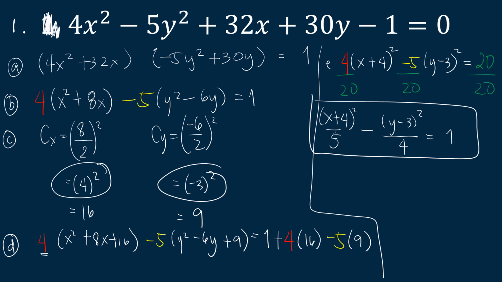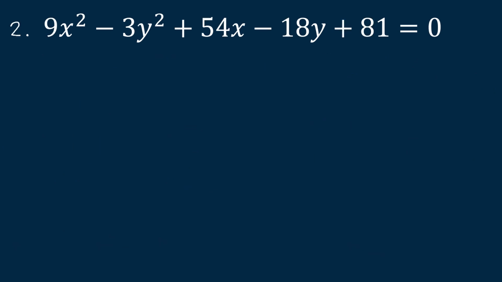For number 2, before we proceed, we can see that number 1 is a horizontal hyperbola. It shows us that this particular general equation is an example of a hyperbola in horizontal format. Okay? And for number 2, we have 9x squared minus 3y squared plus 54x minus 18y plus 81 is equal to 0. Let us check if this time it is still a horizontal hyperbola.